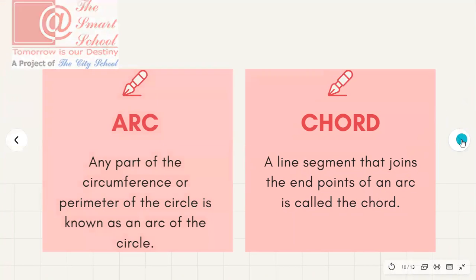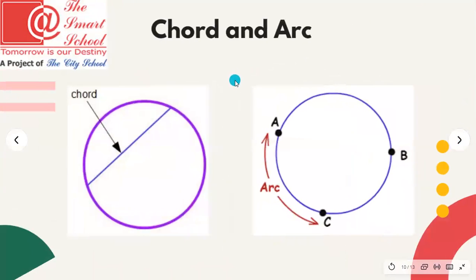Let's clear our concept with the help of their figures. The first figure is showing you the chord of the circle. Dear students, as you know, a chord is the line segment that joins two end points of the circumference. So this line segment is the chord of the circle.